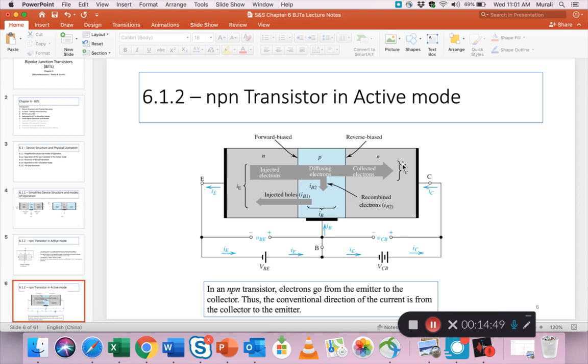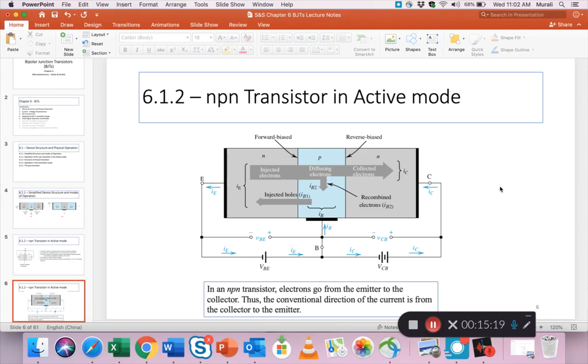The collector region is the N region, right? Normally you want to connect the N region to the negative of the battery, but we have done the opposite. We've taken the N region and connected it to the positive of the battery, and we have taken the P region, which generally has an excess of positive holes, and connected it to the negative terminal of the battery.